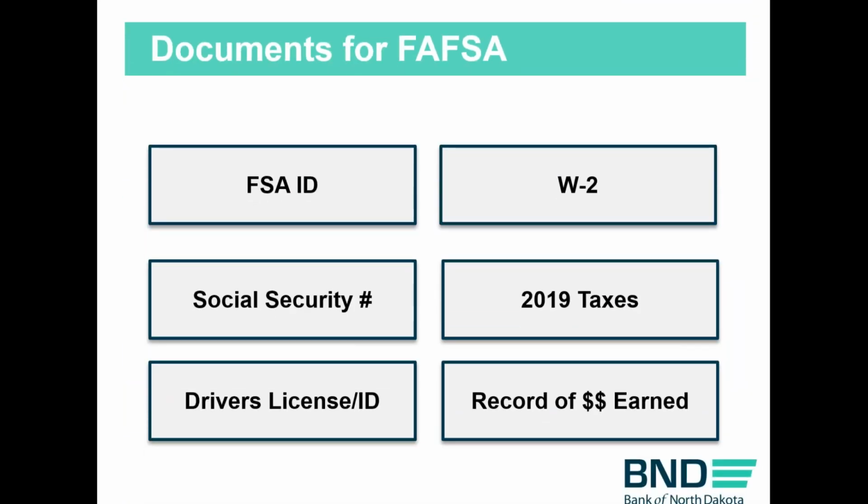So some other things to get ready after you get your FSA ID, but before you begin filing the FAFSA, that's good to have to make the process as easy as possible. Of course, you already did your FSA ID, so you're good on that, but you'll also need your W-2, both for the parents and for the student if they work, the Social Security number for all parties filing the FAFSA, your 2019 taxes, and that's if you're going to college in 21-22, your driver's license or ID, and any record of money earned that is not reflected on your W-2 or your taxes. So that's important as well.